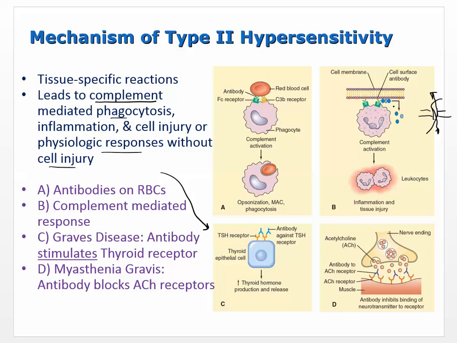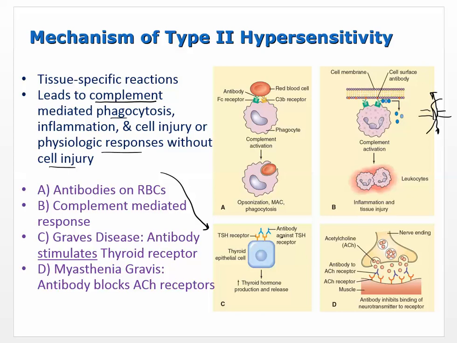So then when the complement comes down, it's killing your own tissues. Now, physiological responses without cell injury, that's going to be the example C, which is what happens in Graves' disease. In Graves' disease, the antibody actually stimulates the thyroid receptor.